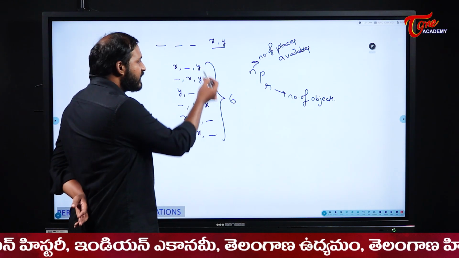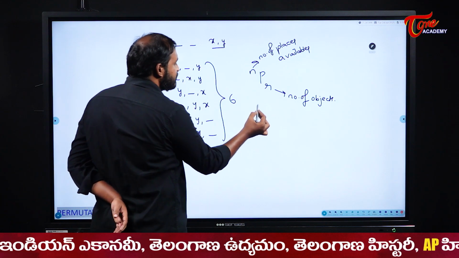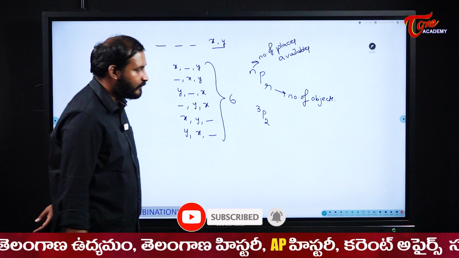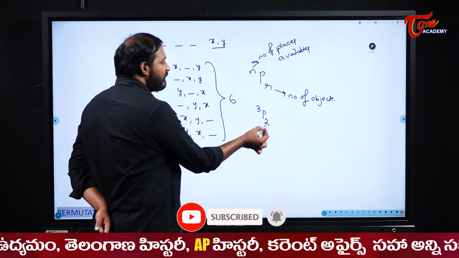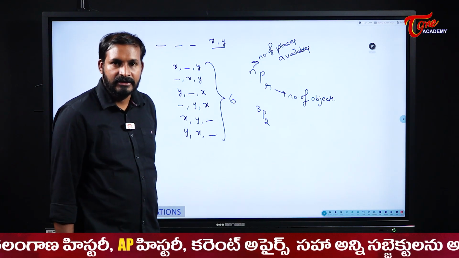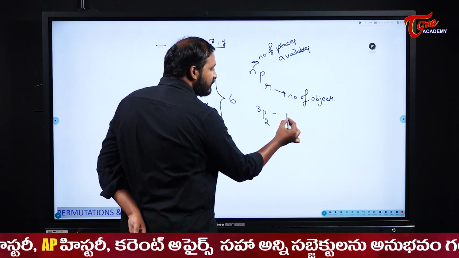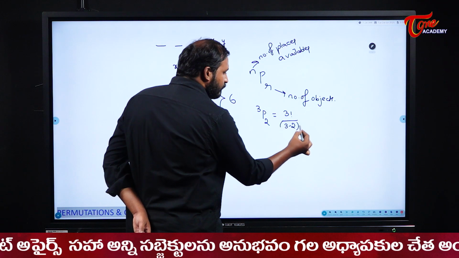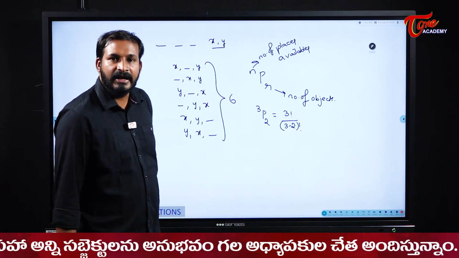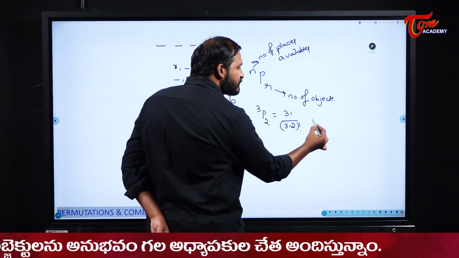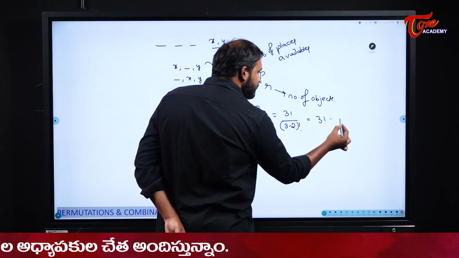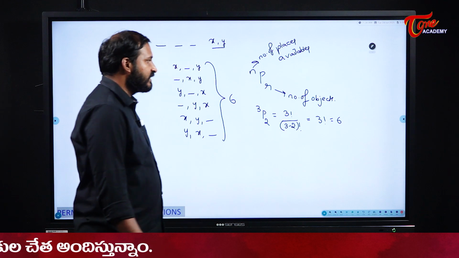Now please see here what is happening. nPr in this case is 3P2. Why? Because 3 places are available for me and 2 objects are there for me here. That means 3 factorial by (3 minus 2) factorial. Now what happens to this one? Directly 3 factorial, which is equal to 6.